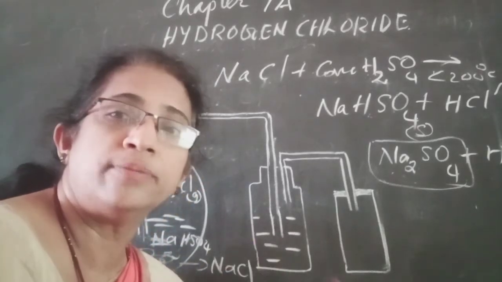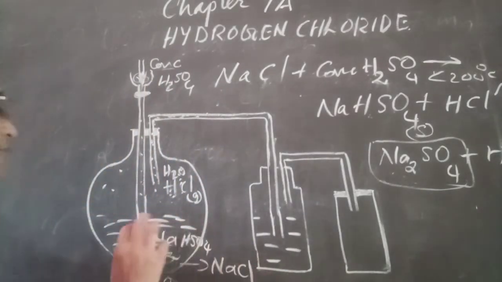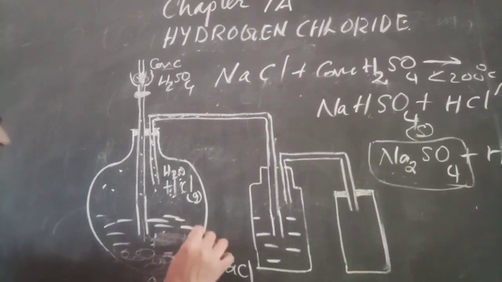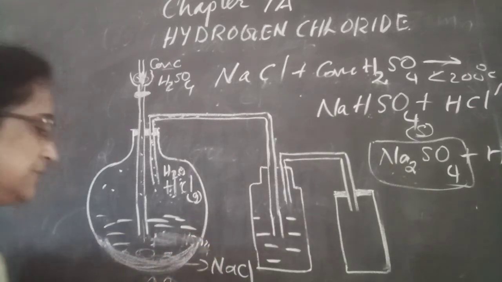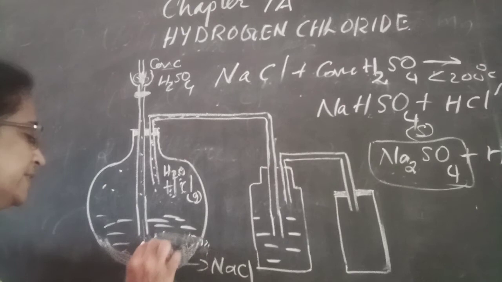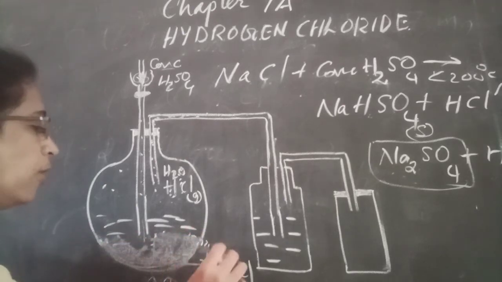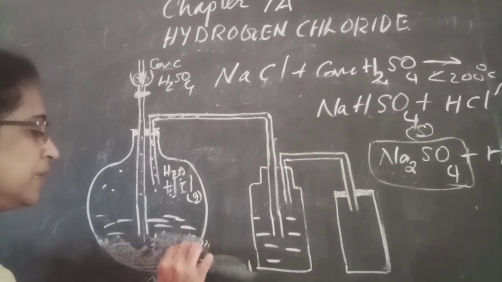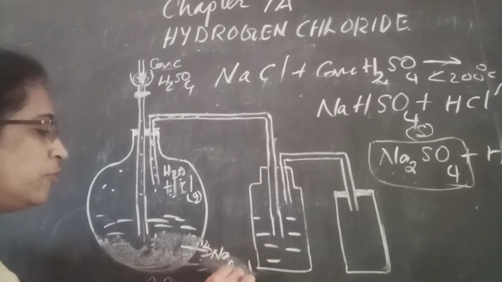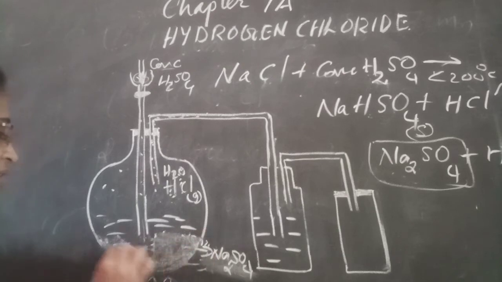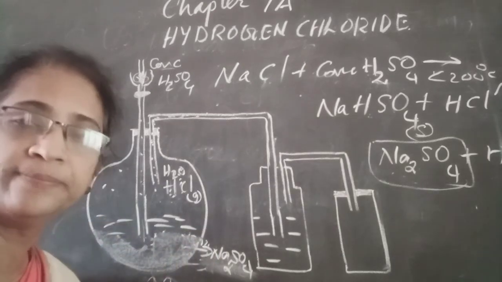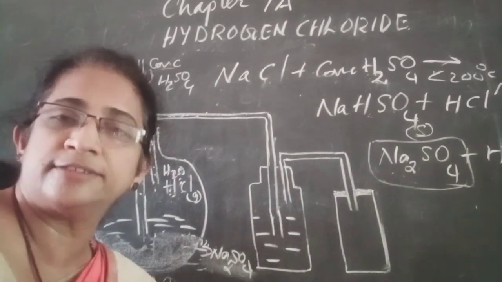If the normal salt is formed, it will stick to the inner walls of the glass apparatus and form a hard crust. Suppose Na2SO4 is formed, then Na2SO4 sticks to the glass apparatus and forms a thick hard crust, and the crust is a bad conductor of electricity.